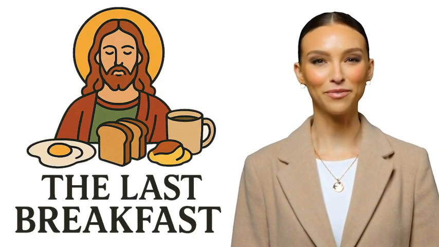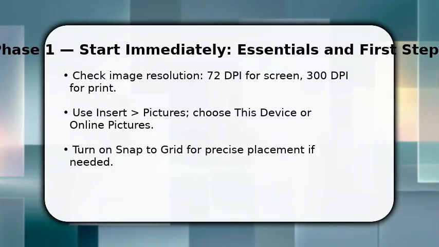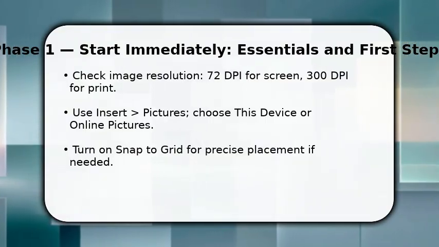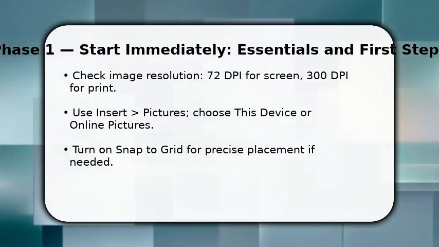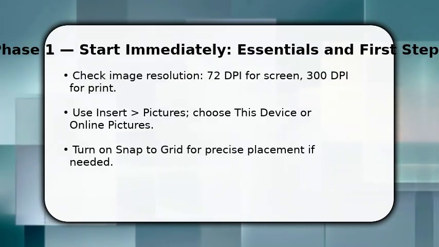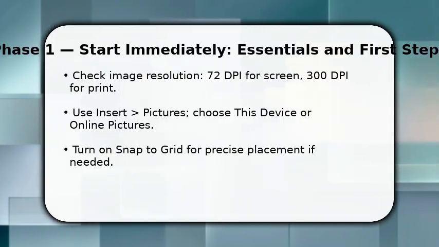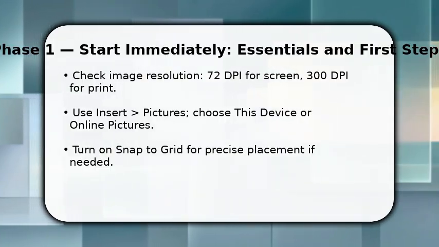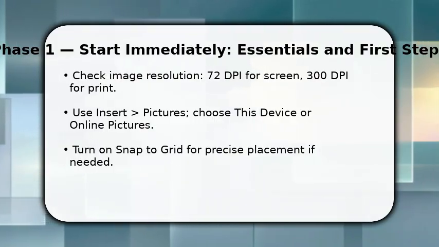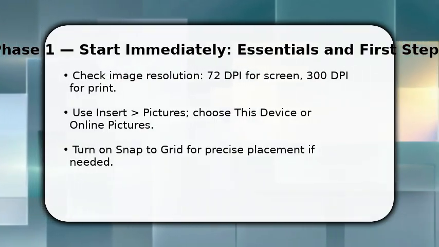Please enjoy the video. You start by preparing the image so PowerPoint can work with it smoothly. Insert the file via Insert Pictures, then choose your source. Once placed, resize using corner handles to preserve aspect ratio. Make sure to set the desired resolution beforehand because scaling up low-res images creates blur.